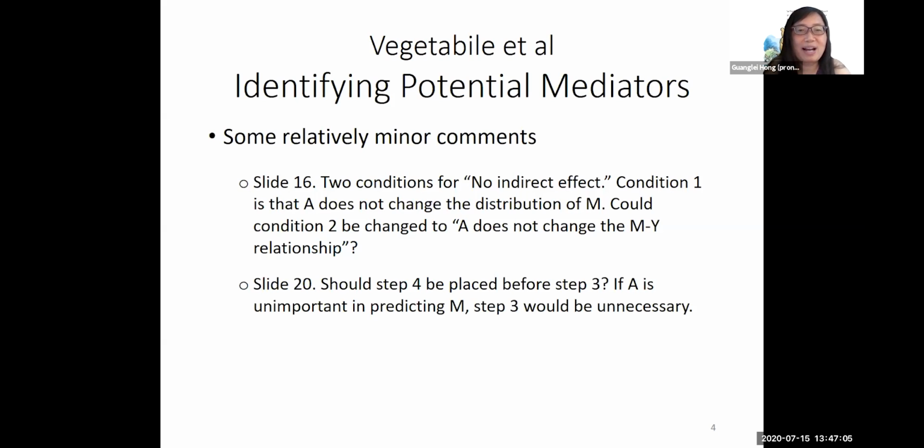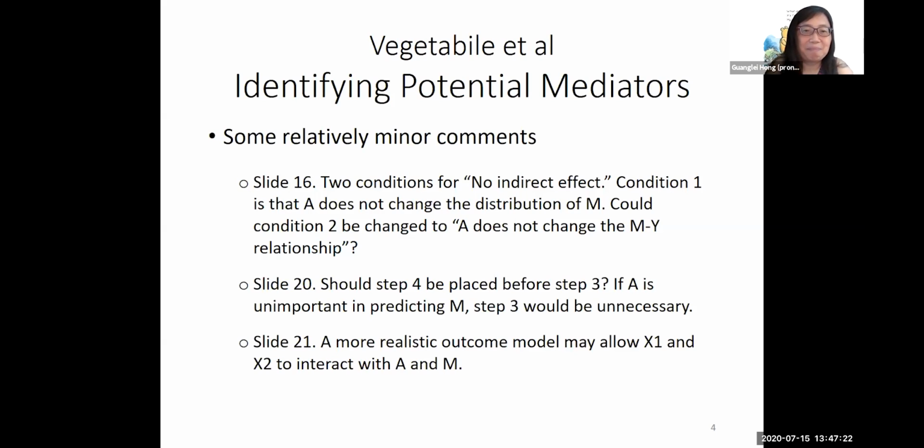So on slide 20, maybe in relation to this, your step 4 was to see whether A would affect M, right? I wonder if it can be placed right before step 3, because if M is not mediated, then step 3 doesn't seem to be necessary. It's something minor. Lastly, I think your outcome model can be more realistic by allowing X1 and X2, those covariates, to interact with A and M, and I think that would be useful to showcase the flexibility of the non-parametric procedure.